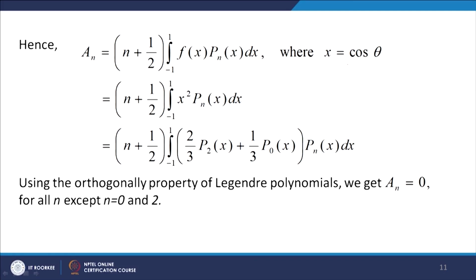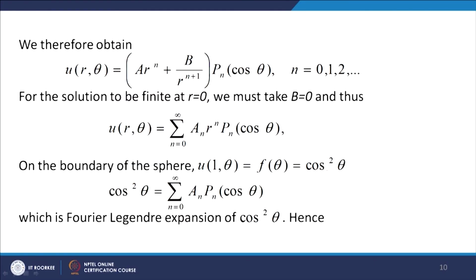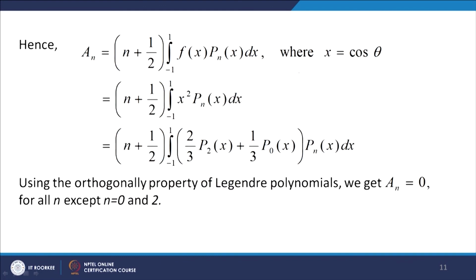Now, we are given that on the boundary f of theta is cos square theta. So f(x) becomes cos square theta when x is equal to cos theta. Let me write f(x) equal to x square.